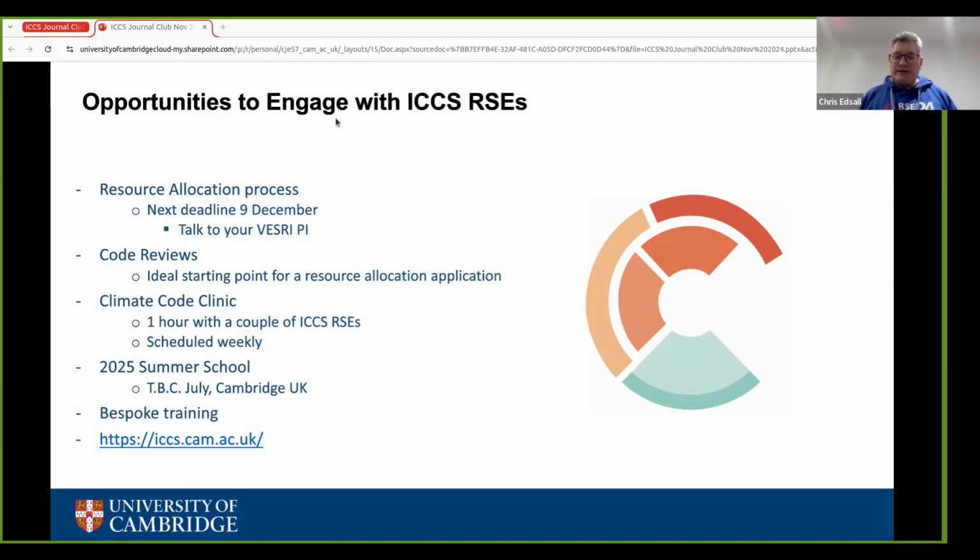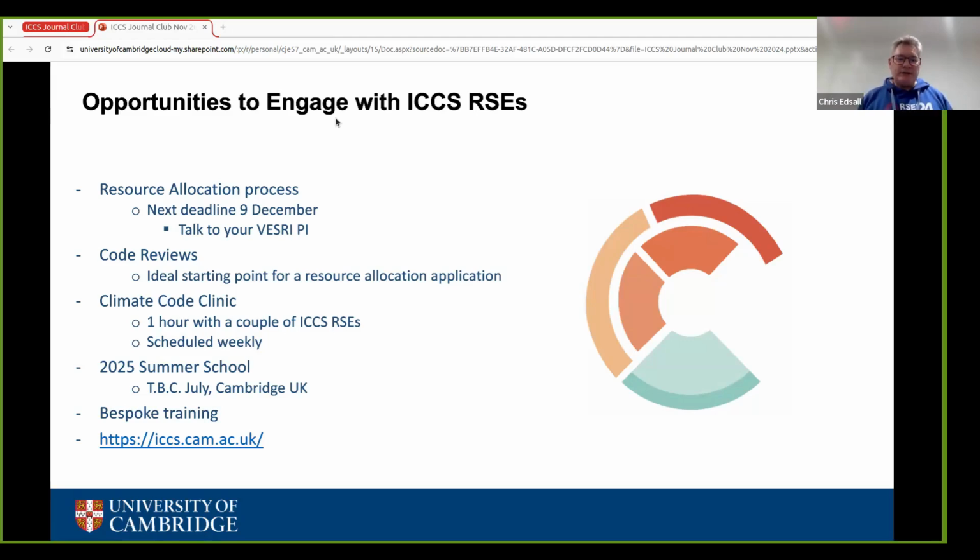Another way you can engage with us is code reviews, where we look at your code from a software sustainability point of view. We apply a couple of checklist processes to it, and we provide you a report at the end identifying things that are going well and areas where a little bit extra software engineering effort could make the code a whole lot better.